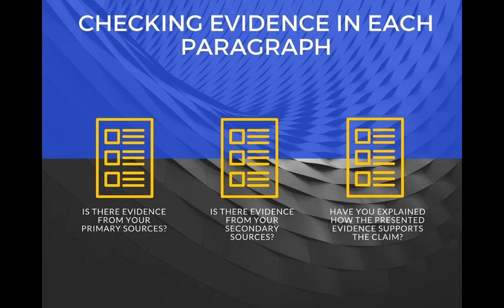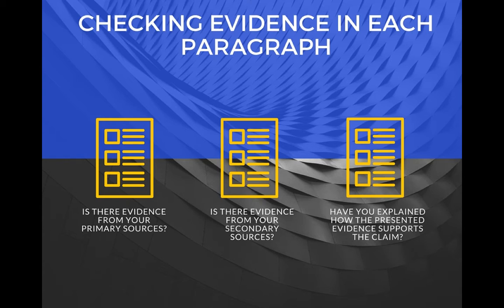From there, you then want to look to see if there is evidence from your secondary sources spread throughout each of your paragraphs within your paper. So, two again need to be used here, at least, throughout these three paragraphs that you've created. And the third point: have you explained how the evidence that you're presenting supports the claim?